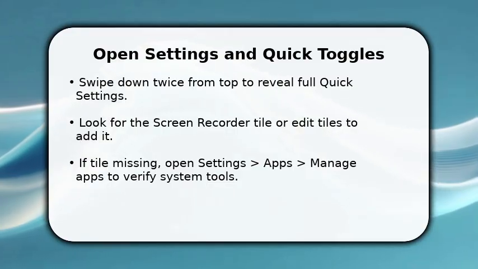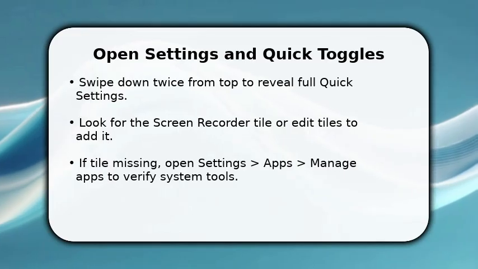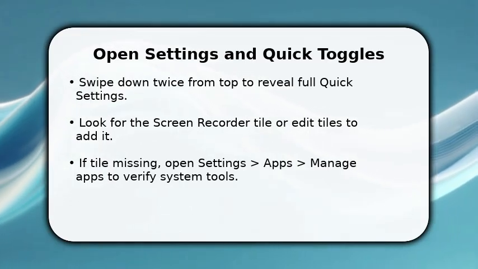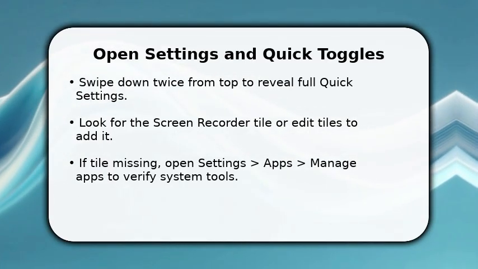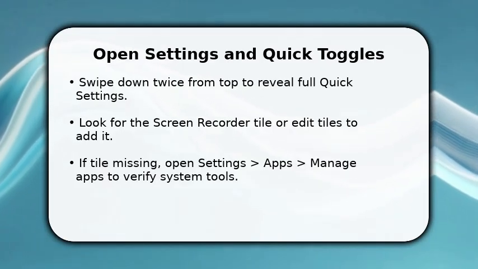You start by pulling down the notification shade twice to expose quick settings. This is faster than hunting through menus. Once done, scan the tiles for screen recorder.